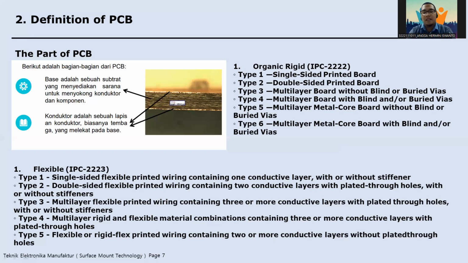We have five types of flexible PCB. The first is single side, the second is double side, the third is multi-layer flexible printed wiring, the fourth is multi-layer rigid, and the last is flexible or rigid.